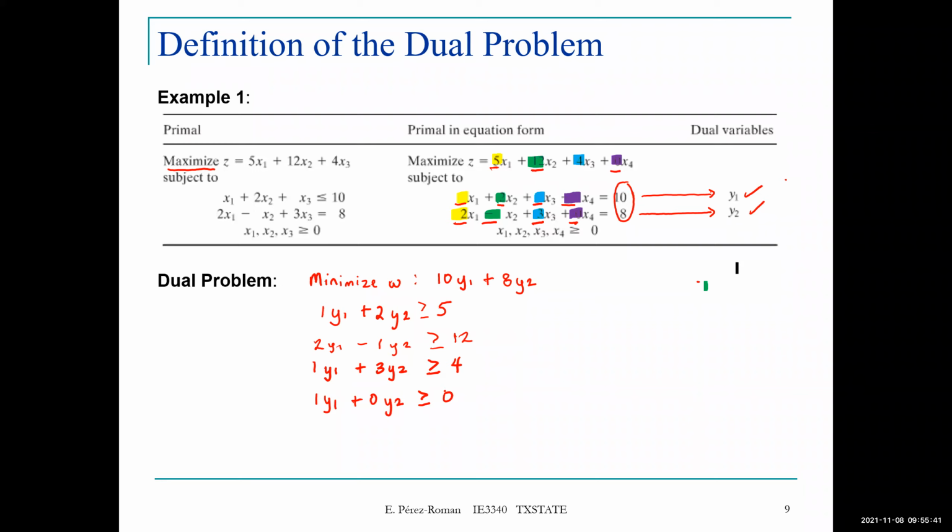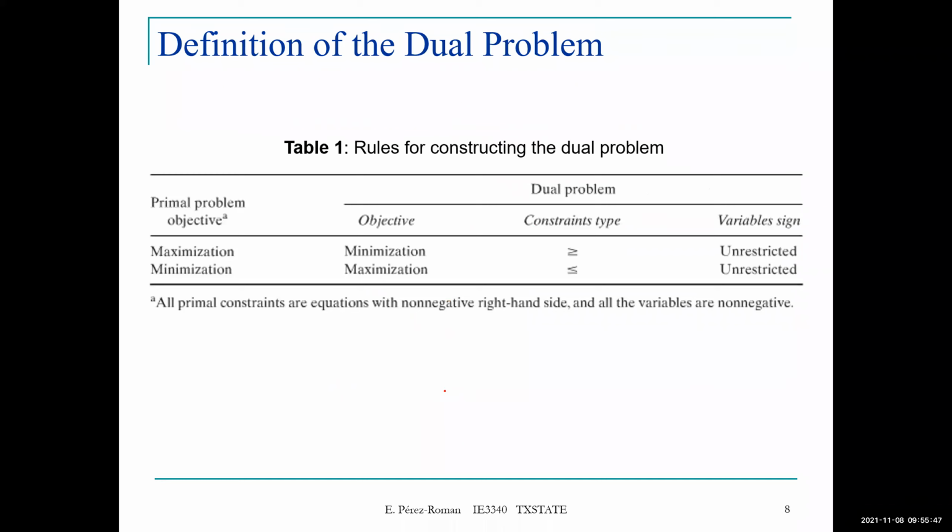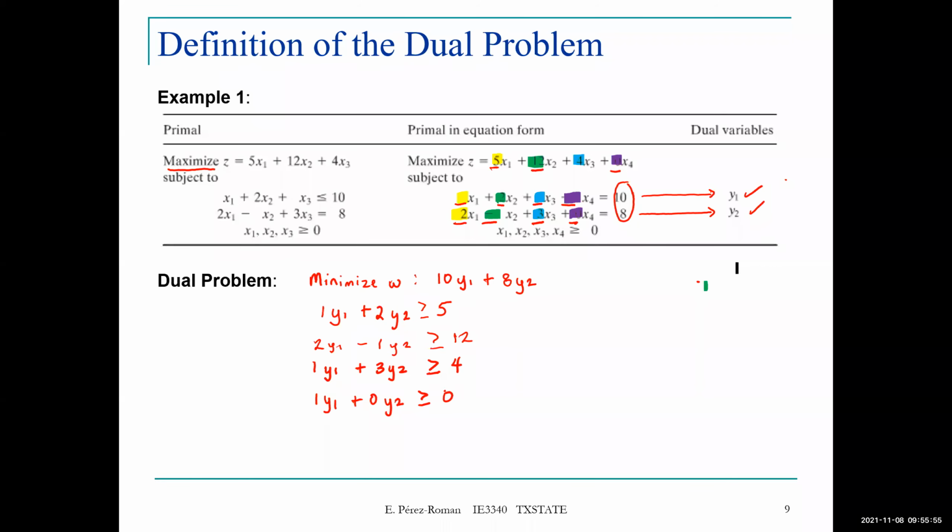In terms of the sign of my decision variables, in this case y1 and y2, we go back here, the variable sign is going to be unrestricted. So what that means, based on the rules, is that y1 and y2 will be able to assume positive and negative values. In this case, they're unrestricted. But if you see, this constraint basically is telling you that y1 is going to be greater or equal to 0. So only y2 will be unrestricted.